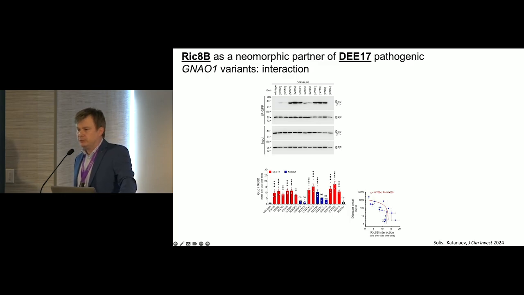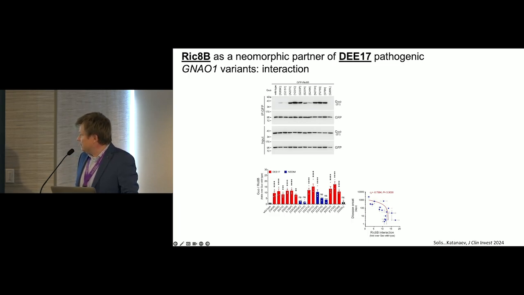What is even more surprising is that the pathogenic mutants of G-alpha-O gain the interaction with RIC8B, which, as I told you, is a totally foreign chaperone for G-alpha-O. But here the situation becomes more interesting. So wild type does not interact with RIC8B at all, and among the mutants, some interact very strongly, others just a little bit or not to significant levels.